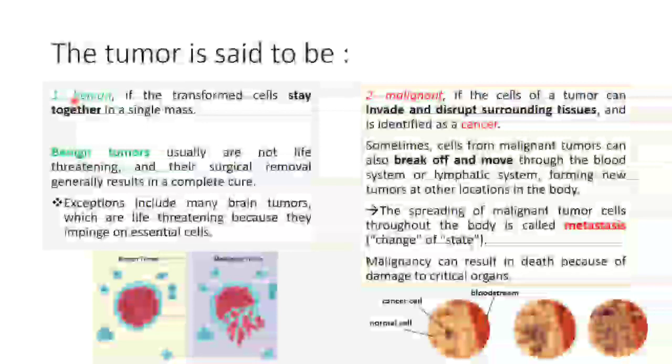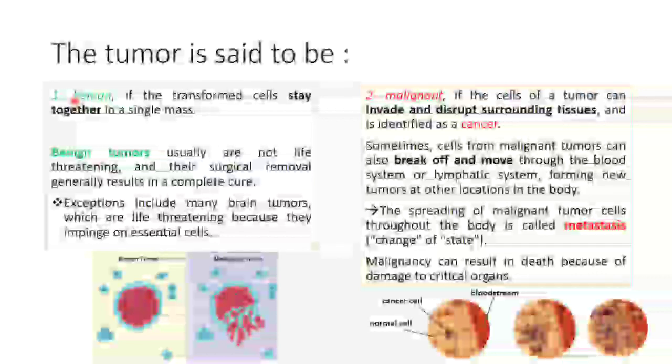So if these transformed cells stay together in a single mass, usually these benign tumors are not life-threatening, so will not lead to the death of the individual. And you can reach the complete cure by surgical removal. But sometimes, for example in the brain, you cannot reach this location. So these benign tumors are life-threatening because they will exert إذا بدكم pressure on the essential cells, affecting the function of other cells in the brain. That's why it will lead to life-threatening or the death of the individual.